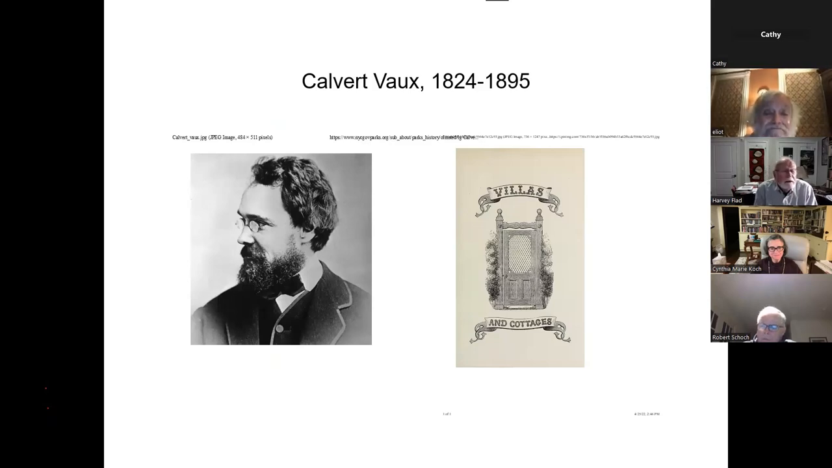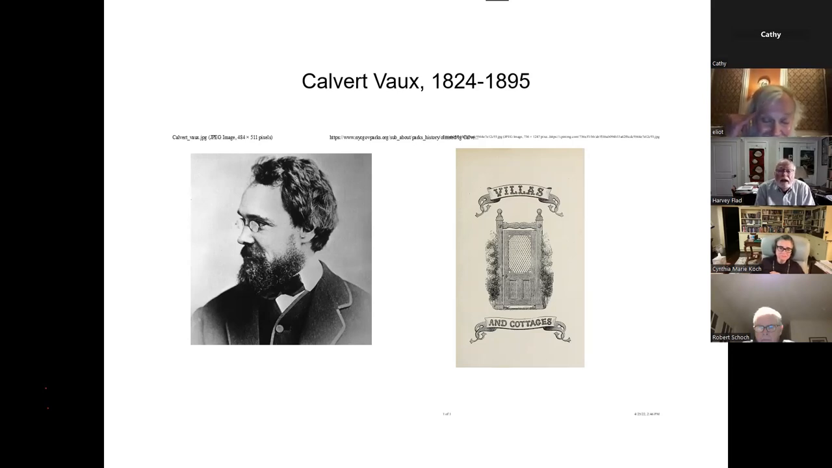Now, as I said, Downing himself was not a great architect. He could do some drawing. So he invited Vaux to come back with him to America to be his partner, really. And so he did. Vaux came back, this is now 1850-51, to the Hudson Valley, and worked with Downing in Newburgh at Downing's studio and nursery and so forth.